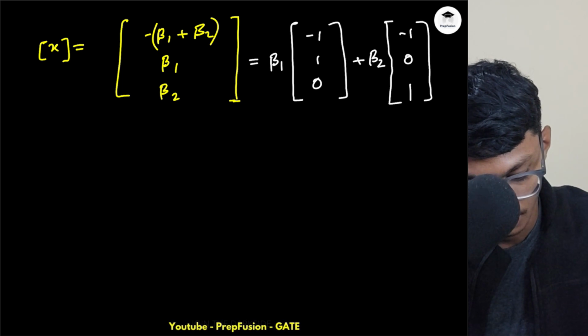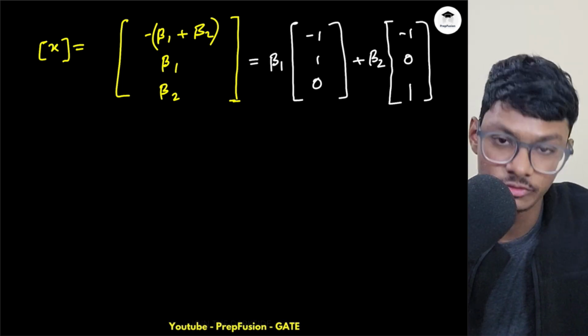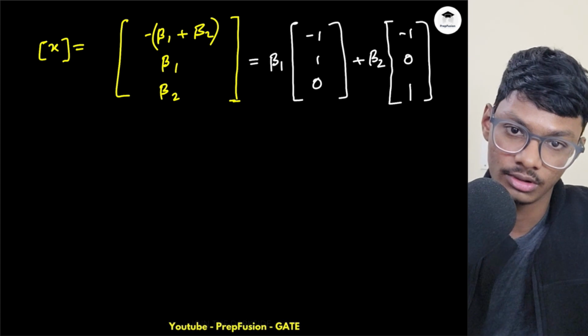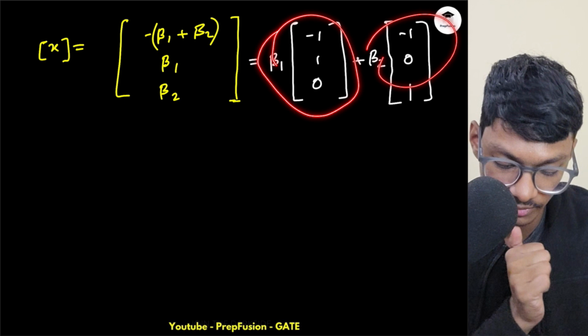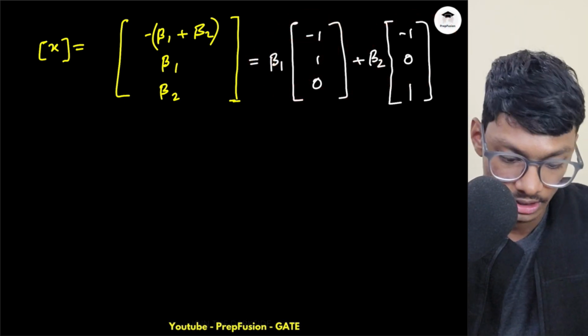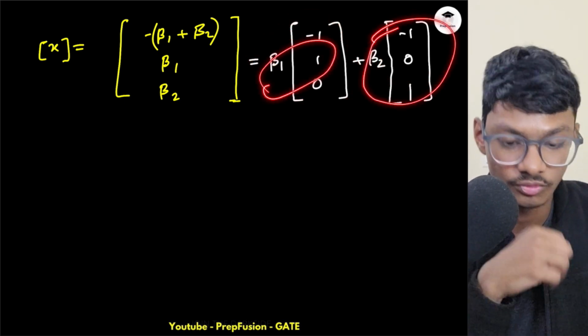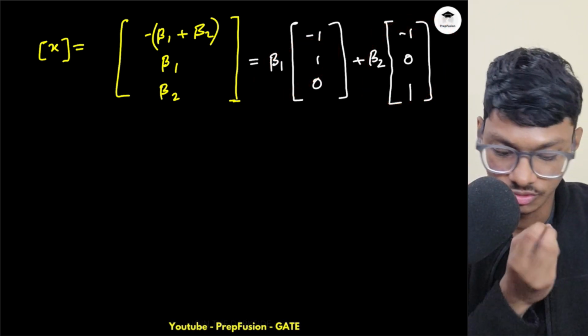Now what do you observe? I am free to choose anything for beta 1 and beta 2. If I choose beta 2 equals 0, my solution will be this. Infinitely many solutions. Now if I choose beta 1 equals 0, my solution will be this. So you choose beta 2 equals 1.